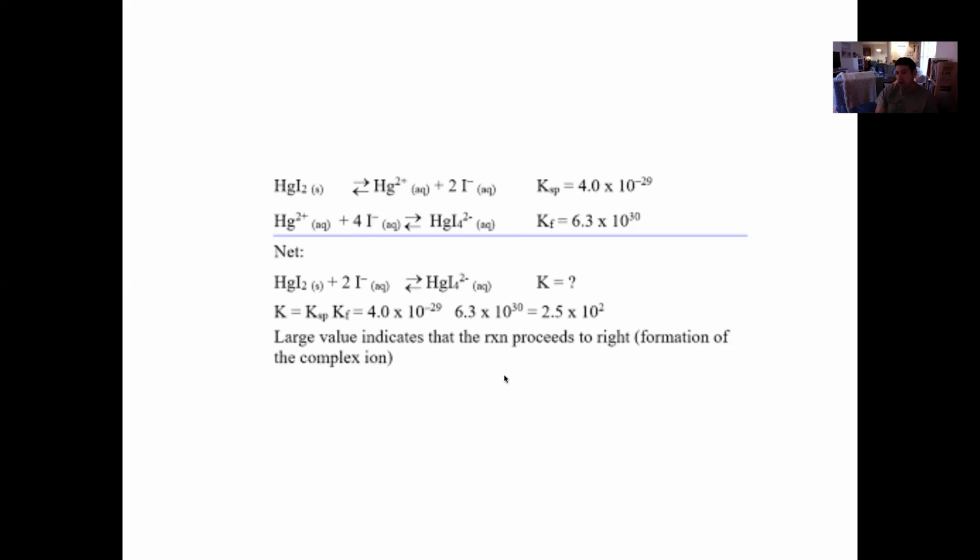So we may see some questions like this. We would be given both. You would not be expected to just pull that complex out of nowhere. You would be given it in a prompt, but we can multiply both K's together and that will give us an idea. If it's a number larger than 1, then we're going to form the product. And again, think about just our equilibrium. If we get a K that's still less than 1, right, 10 to the negative something, then it's probably going to favor being the insoluble solid.